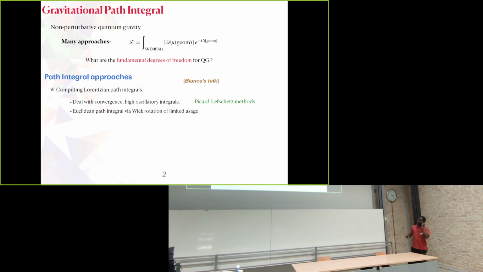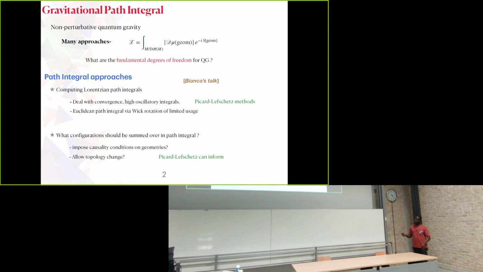In the computation of the Lorentzian path integral, the main challenge you have to deal with is first how to compute the path integral. And it's a challenge because you have to deal with convergence and also highly oscillatory integrals. And like we've heard in this talk, Bianca mentioned this yesterday, Euclidean path integral approaches have been one way, but they have limited use in this aspect. And the Picard-Lefschetz method seems to be one way to attack these highly oscillatory integrals.